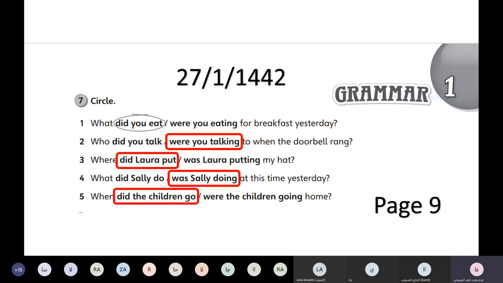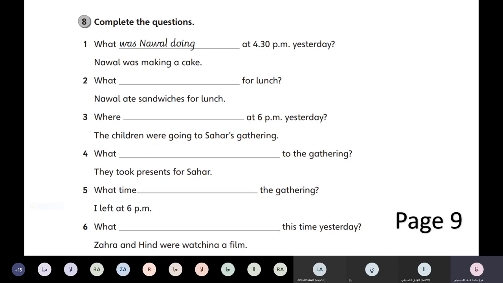Let's move to the second question. Oh, let's look here. So we will put either past simple or past continuous. This is a past continuous question. What was Nawal doing at 4:30 p.m.? See, we have a time. Also, the answer is past continuous. So we ask with past continuous. Nawal was making a cake.